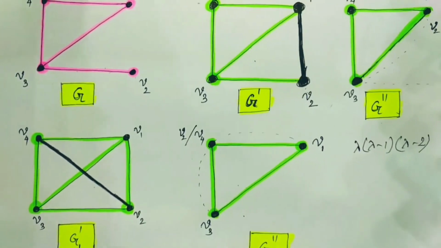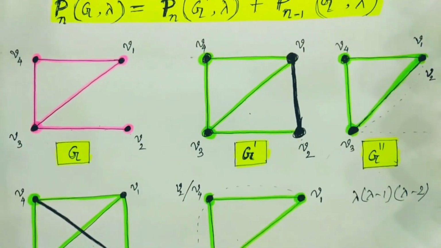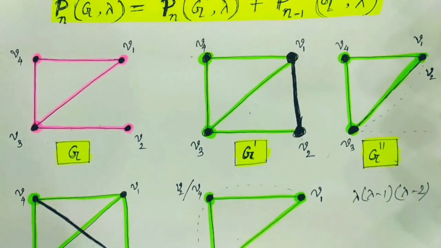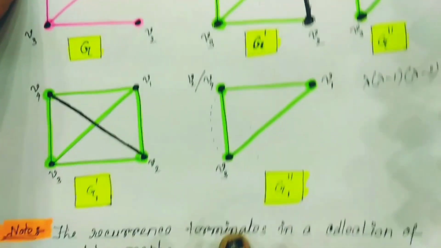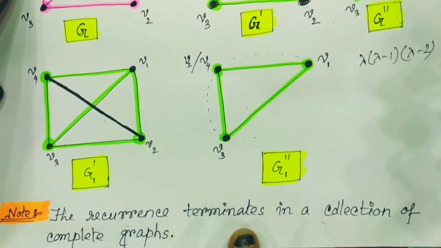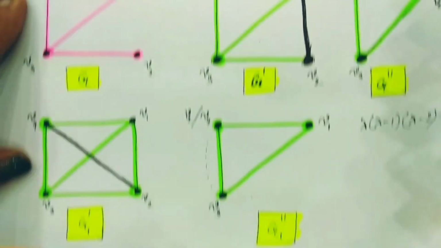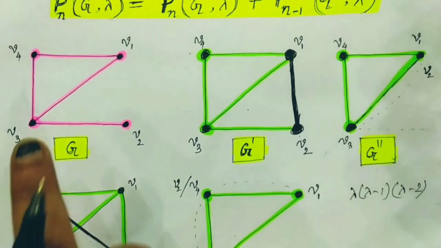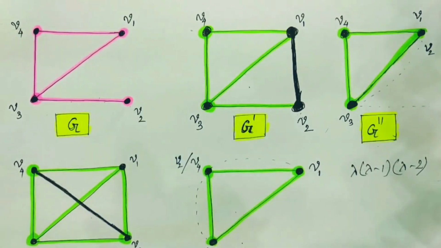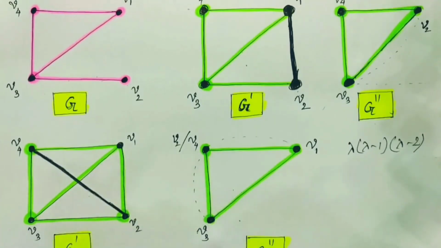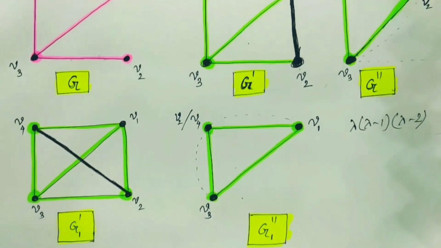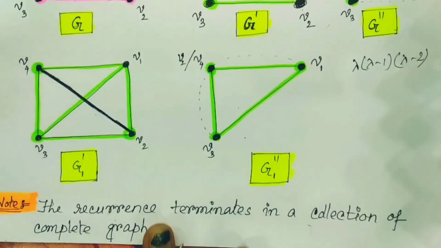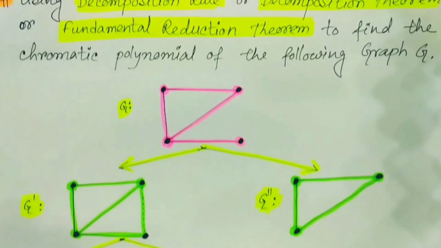So this one is also called the fundamental recurrence theorem, fundamental reduction theorem. So we can say the recurrence terminates in a collection of complete graphs. So this is a recurring process. Once we decompose, then again if required we decompose. If these are not complete, then again we should go further for the decomposition. So this is a recurrence process, and this recurrence process will terminate when we collect all the complete graphs. So in this way the decomposition rule will work.